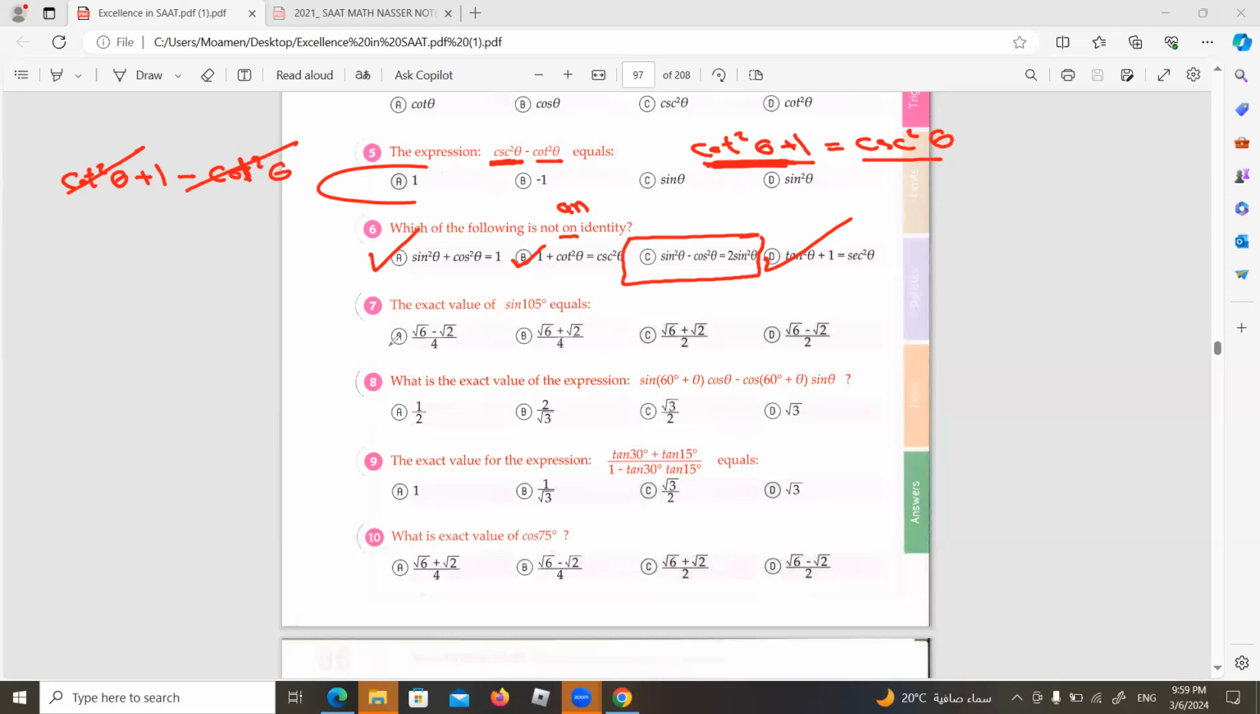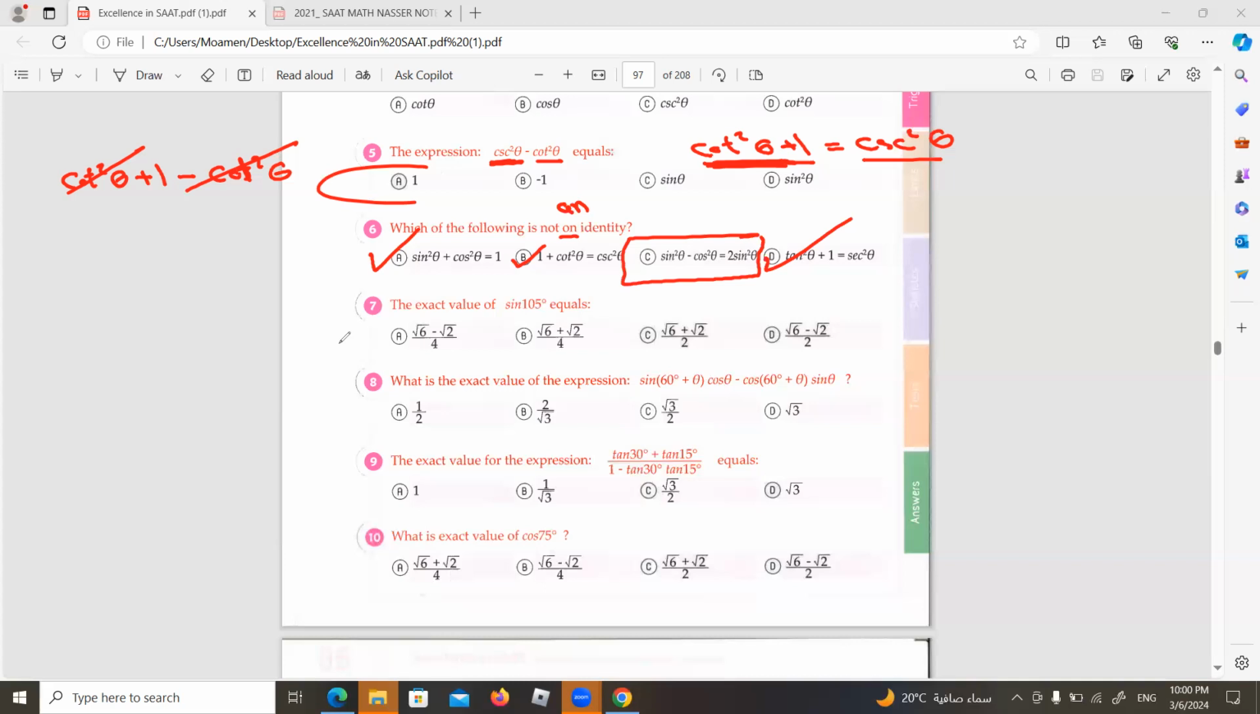Okay. We're going to number 7. Find the exact value of sine 105. Okay, so sine 105. What shall I do?